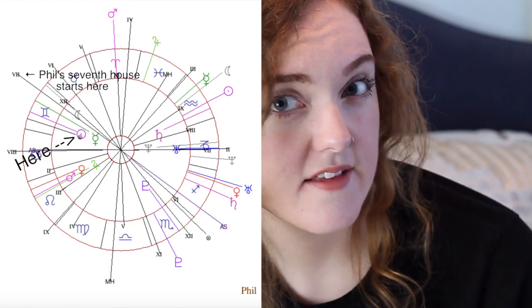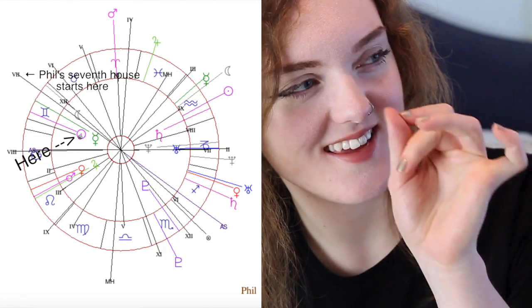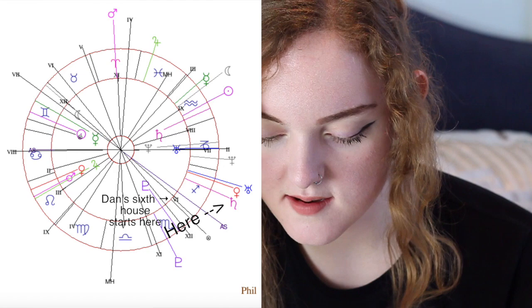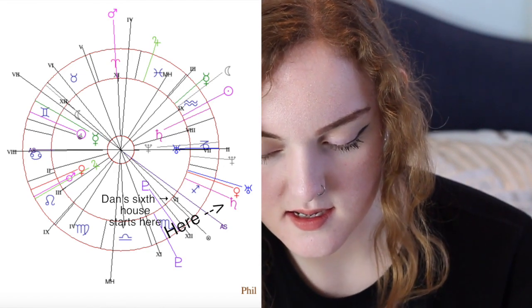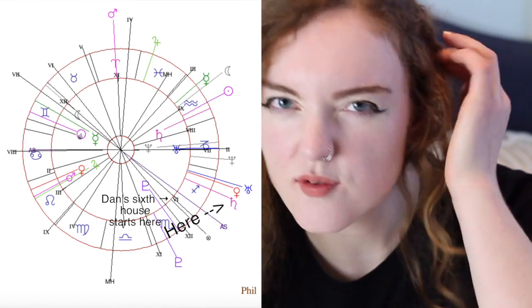Those are all the planets of Dan's in Phil's chart, so I'm now going to do Phil's planets in Dan's chart and how Phil affects Dan's life. So Phil's Saturn, Venus and Uranus in Dan's 6th house.